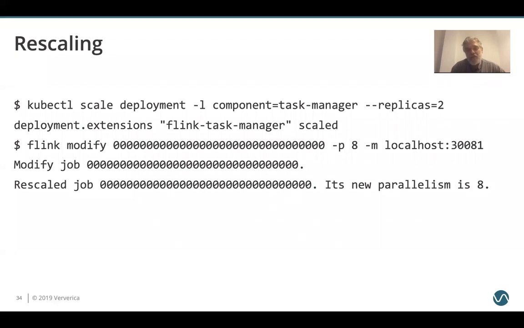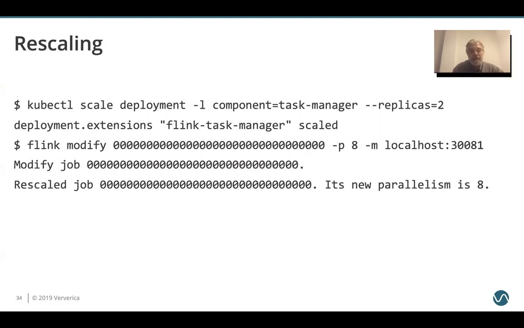Now, it's easy enough if you want to rescale this, but keep in mind that we can't really do that in a super dynamic way. What you have to do is first use kube control to scale the deployment. Here I'm telling Kubernetes that I want to have 2 task managers instead of 1, the one that was there before. And now that I have 2 task managers, I can scale the parallelism of the job up to 8 because I've configured each task manager to have 4 slots.